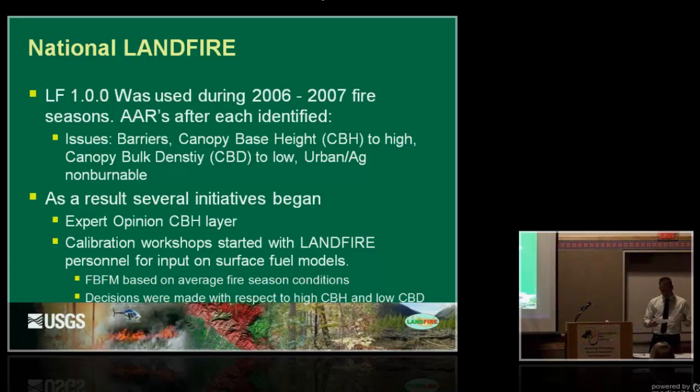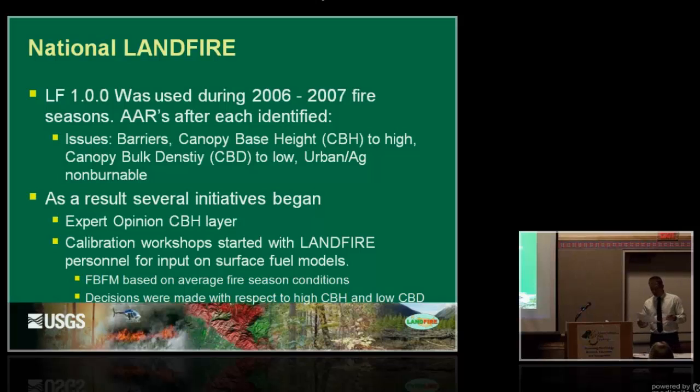Let's see. As a result of several initiatives, we began an expert opinion canopy base height. And what that was, we herded a whole bunch of people into the fire lab over in Missoula, Montana, a whole bunch of fire and fuel specialists, sat them in a room, and we said, okay, now, if we had this fuel model in this vegetation type and this type of weather, basically at what 20-foot wind speed would you need to see passive crown fire? So we take that 20-foot wind speed, we grabbed Joe Scott, and we said, hey Joe, now calculate this, and he told us what the base height would be. Okay. And we actually used some of that still to kind of quality control some of our base height data and look through it.